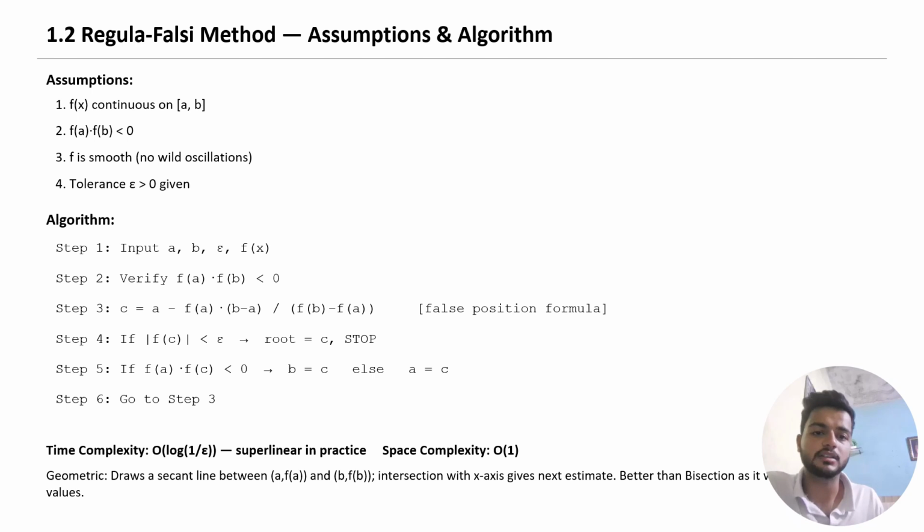Second method is regula falsi. Assumptions are the same. Algorithm: we'll take input again, verify f(a)·f(b) less than 0. We'll make c equal to a − f(a)·(b − a)/(f(b) − f(a)), the false position formula. If |f(c)| is less than e, root is equal to c. Let me tell you guys, this e is equal to 0.0001. If f(a)·f(c) is less than 0, then we'll make b equal to c, and else a equals c. Then again go to step 3. Time complexity is log of 1/e.